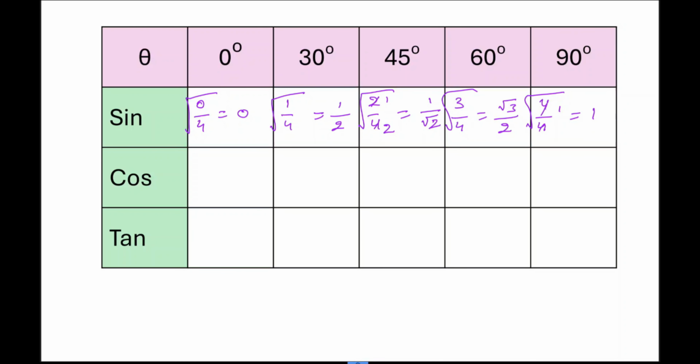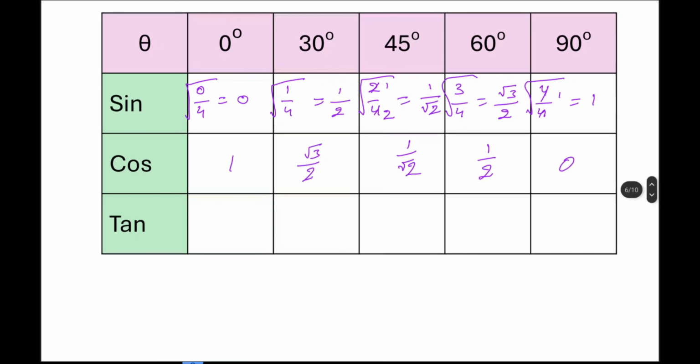Then coming to cos values, this is in the reverse order. So writing them in the reverse order, here it comes 1, here it is root 3 by 2, then comes 1 by root 2, then comes 1 by 2, then 0. It is the reverse of sine.